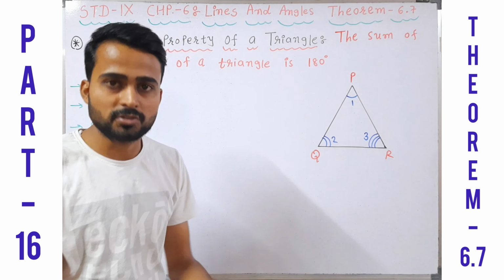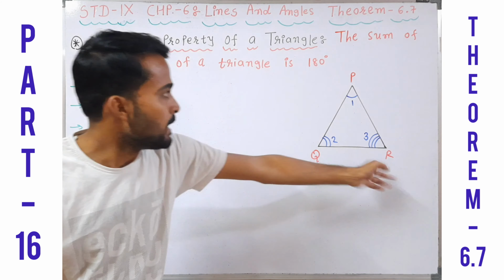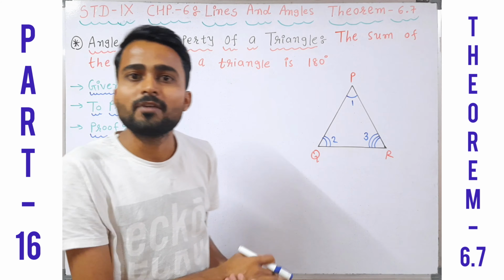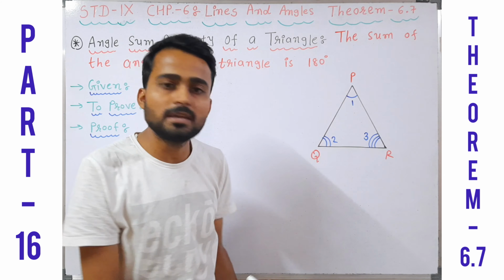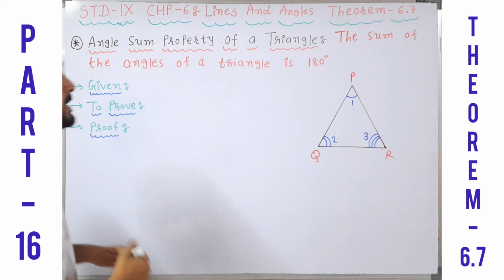In triangle there are three angles. Let's have a look on the board. We have triangle PQR and angle 1, angle 2 and angle 3. These are the three angles of any triangle PQR, right? So this is the data that we are given. So let us first write down the data we are given.